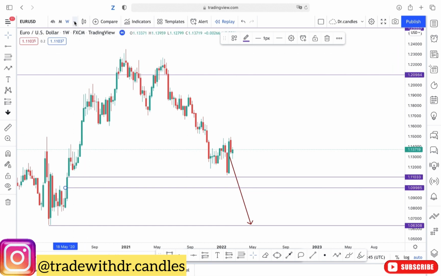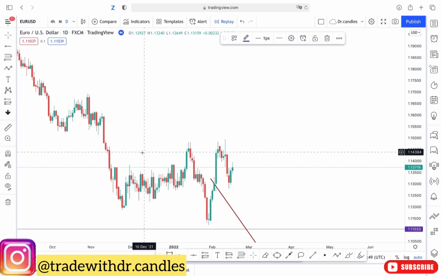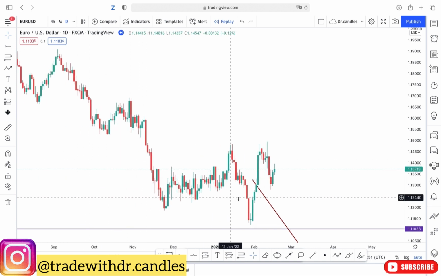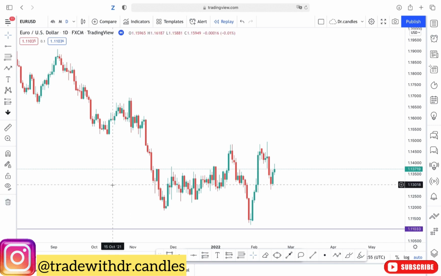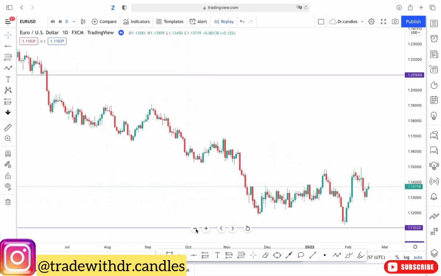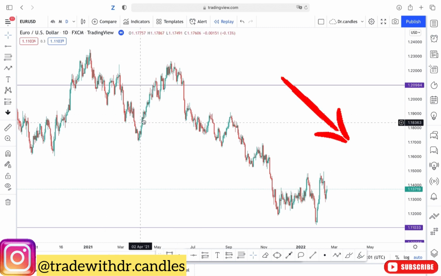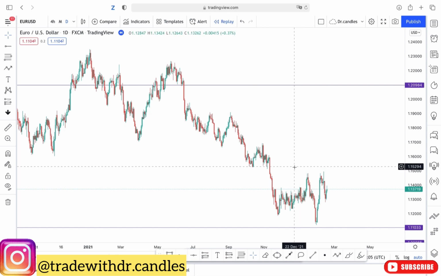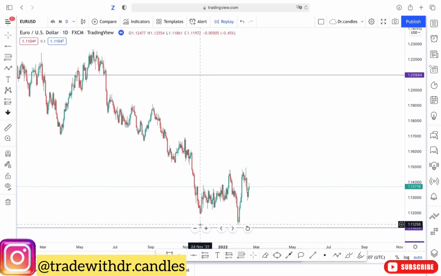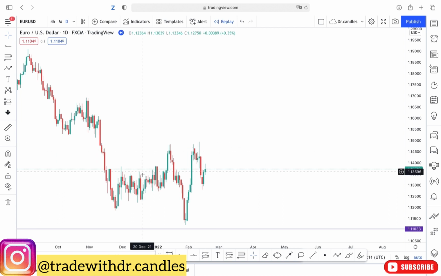Now let's move on to the daily time frame. So on the daily time frame, you could clearly see that the overall picture of the market is still what? Down. Still down, creating that lower low, lower high, lower low. So the market is still trending down.